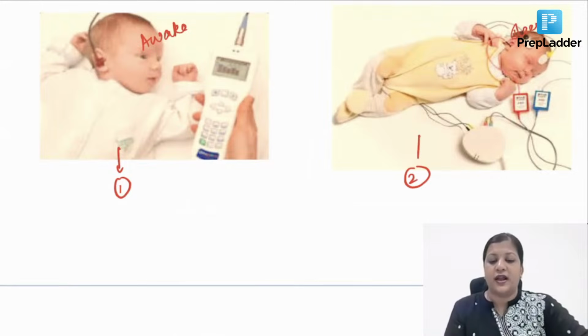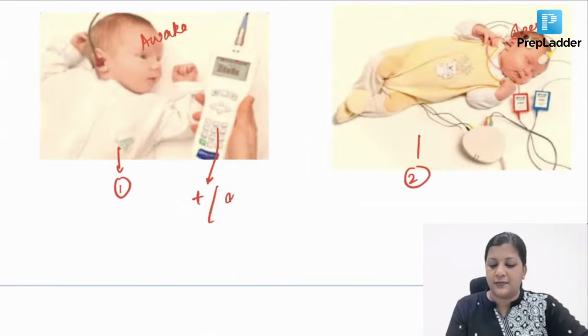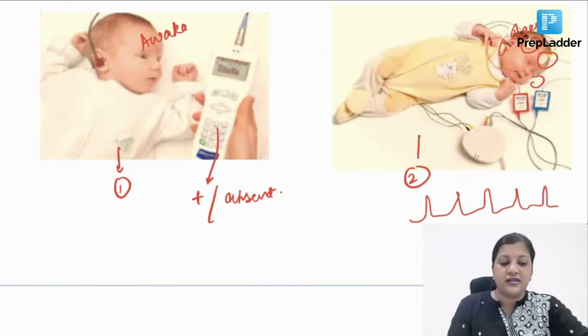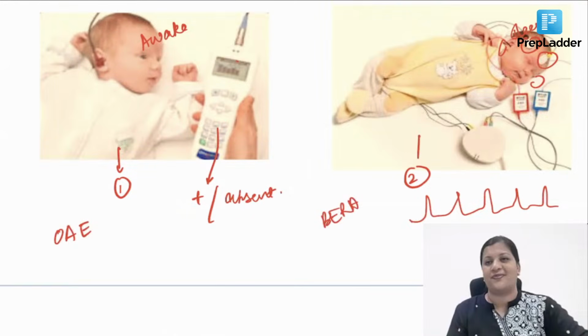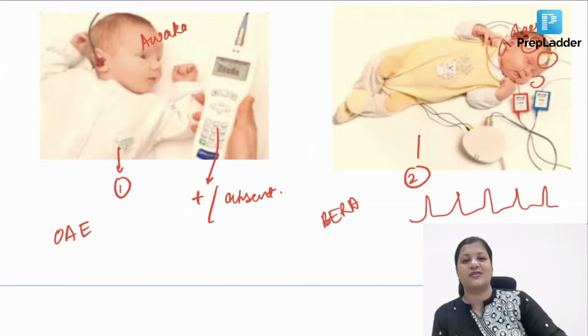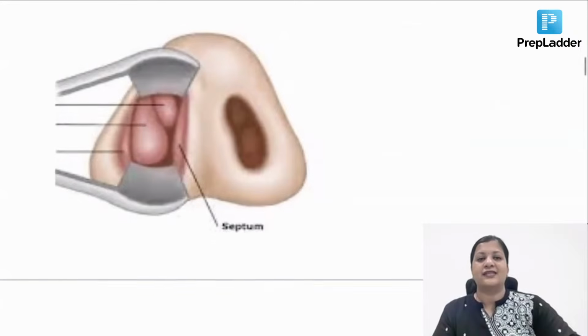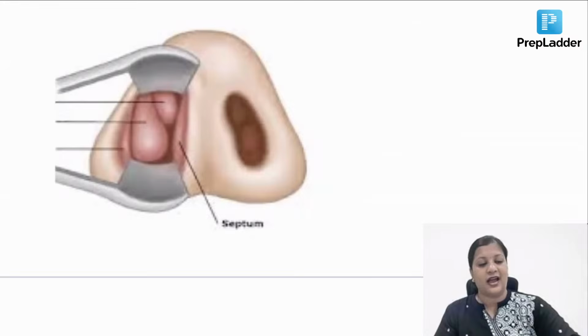Look at image 1. Are there multiple electrodes or only a handheld device showing to you that present or absent? This is the only inference giving. Here you see multiple electrodes connected and they are giving you 7 waves, right? So the first one is nothing but otoacoustic emission. The second image that you see is nothing but your BERA. So I hope everyone got this otoacoustic emission and BERA. Yes. Now let's go to the next image and let's see what are the diagnoses here.